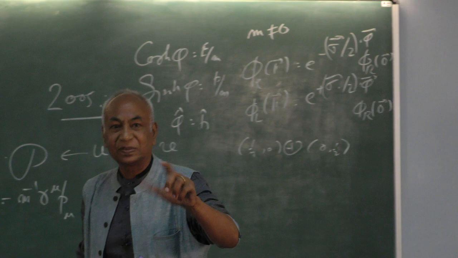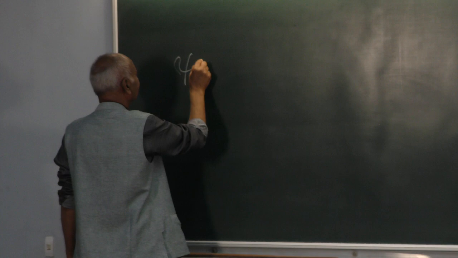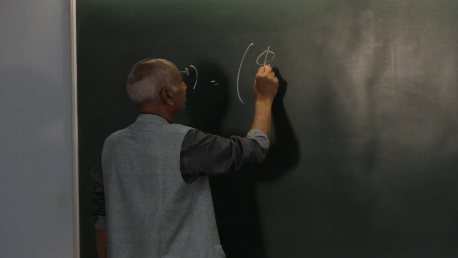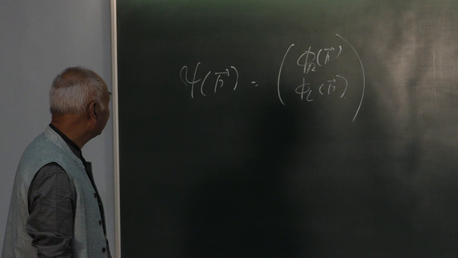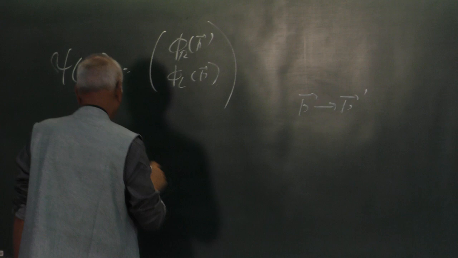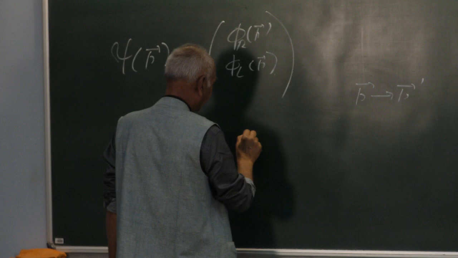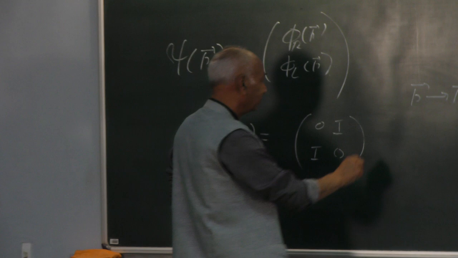And that's why you have the four-component spinor. So if you want to impose parity, then it should be such an object that it will take this into that, that into that, and in addition, it will take p to p prime. So under parity, psi of p will go to the matrix with entries 0, 1, 1, 0. So that will do the job of flipping these, and that's what will happen under parity.